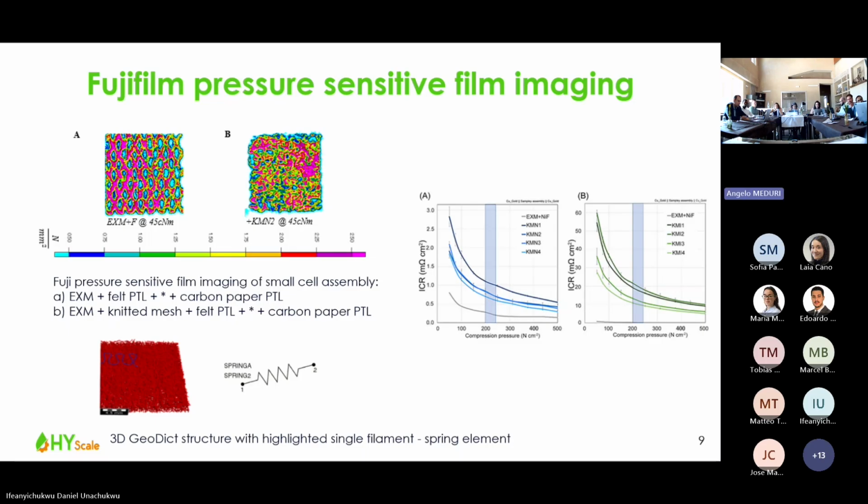Then we did Fujifilm pressure-sensitive film imaging. That means you stack the materials, and instead of the membrane, we have the Fujifilm in the middle. On A, we had no knitted mesh, and on B, we had the knitted mesh. And it's clearly visible that the expanded mesh is still visible on the Fujifilm on A, but not on B. So that means that the pressure distribution is much better with that flexible element.